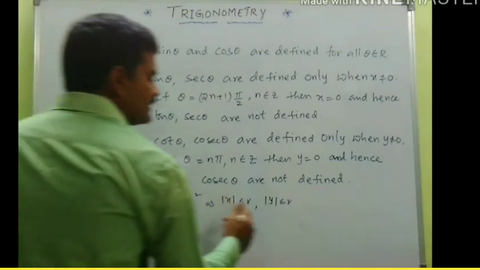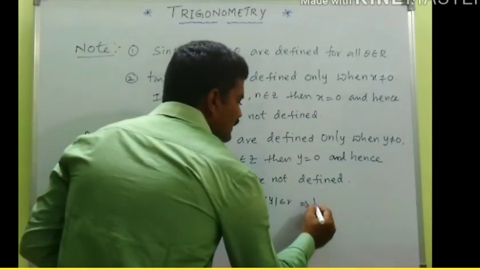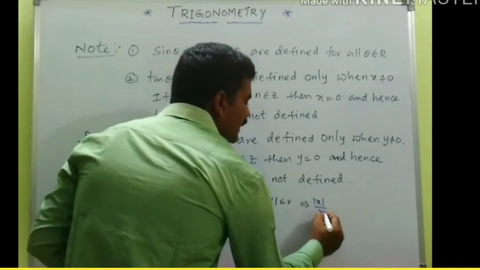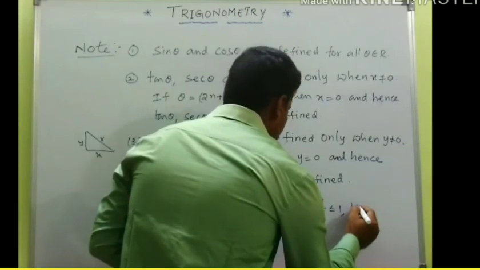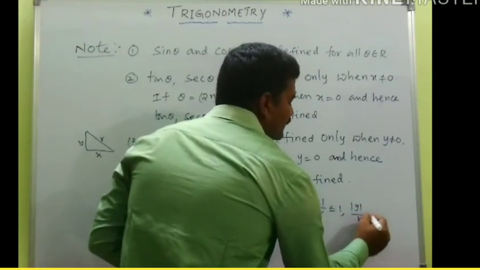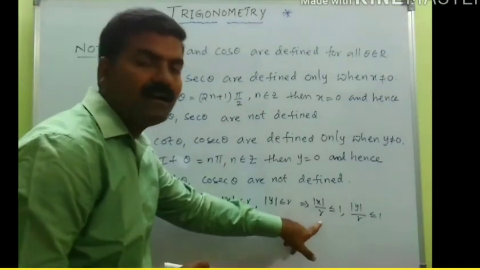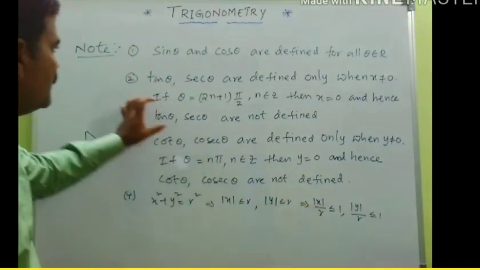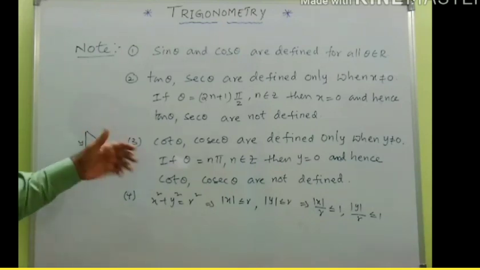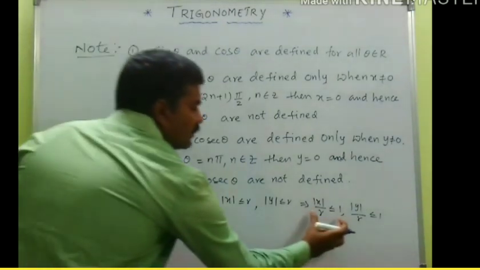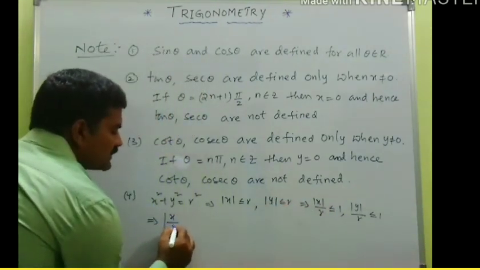Okay. From this, let me divide by small r on both sides. Hence modulus of x by r is less than or equal to 1, and modulus of y by r is less than or equal to 1. Now you see here, r is nothing but a distance, length of some side, length of hypotenuse. It can never be negative. That is why this inequality I can also write as a whole modulus.